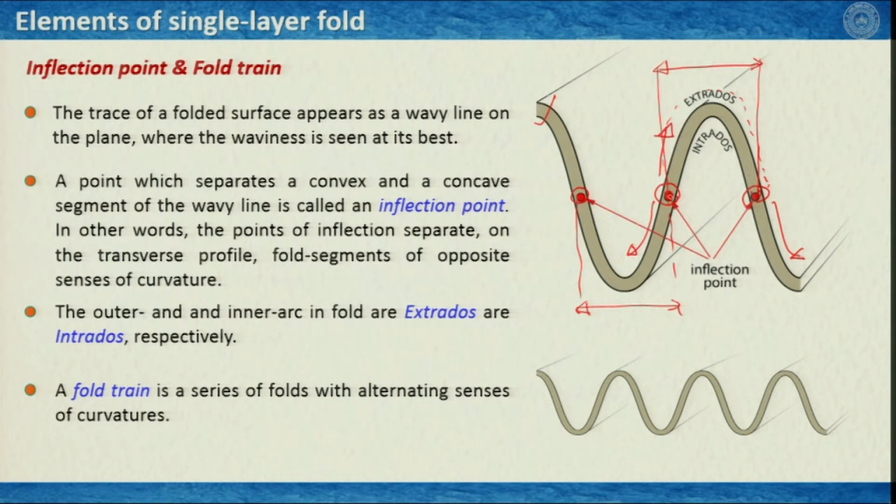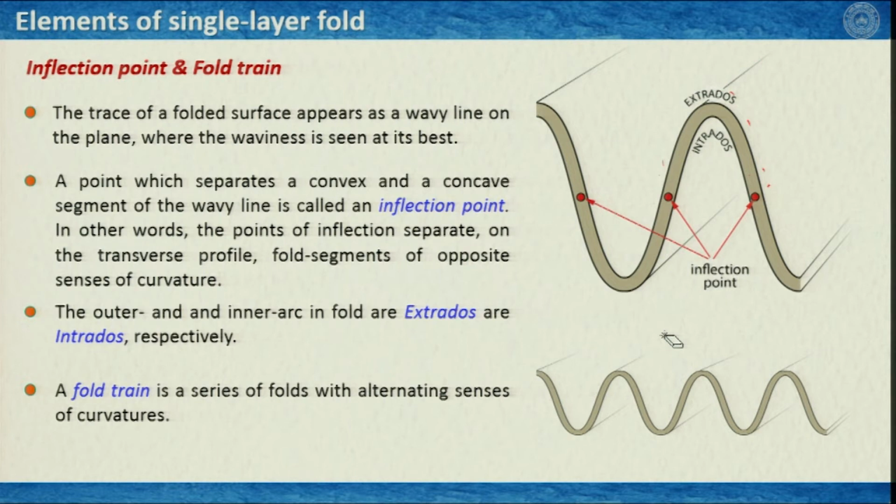And this particular point, at each and every wavy surface or each and every wavy line, you can define as a point which is separating the fold segments of opposite sense of curvatures. So, here it is convex and here it is concave, and this point is separating this convex and concave side of this fold, and this point is known as the inflection point.